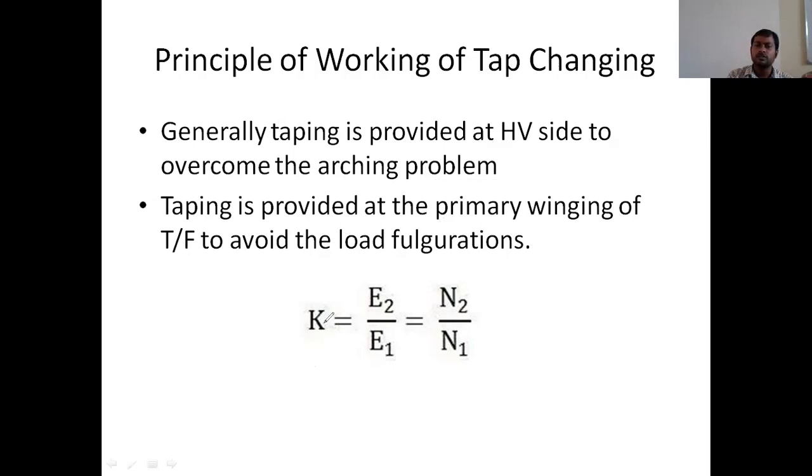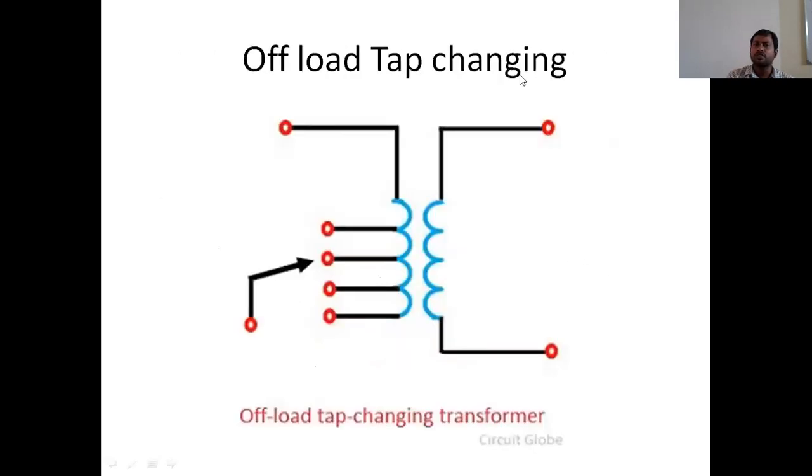And how this voltage will be changed? This is based on this formula, the transformation ratio. Now let us discuss off-load tap changing. This is very easy. Off-load tap changing: this is tapping position 1 and this is tapping position 2, this is 3 and this is 4. Presently the tapping is at the second position and the load is connected here, and the load voltage is very low.